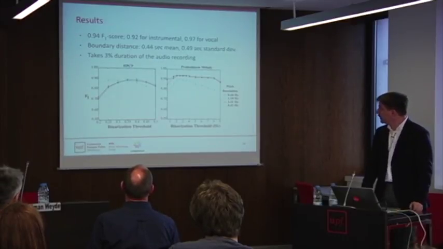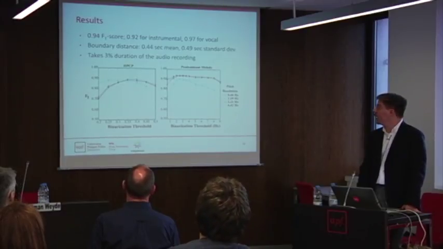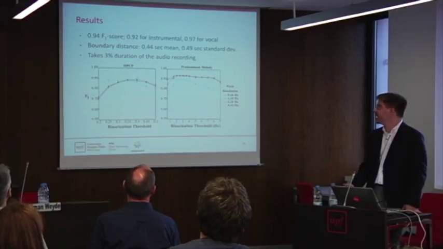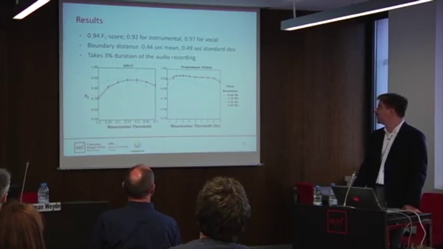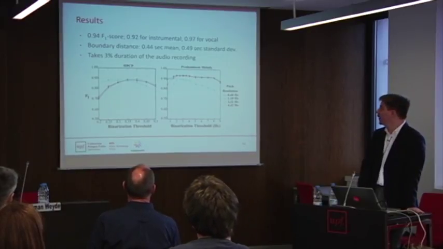So the results were pretty good. We obtained a 0.94 F1 score. So we were able to align most of the score at the section level. And the boundaries are very accurate. Like, we could find them with a mean of less than half a second.